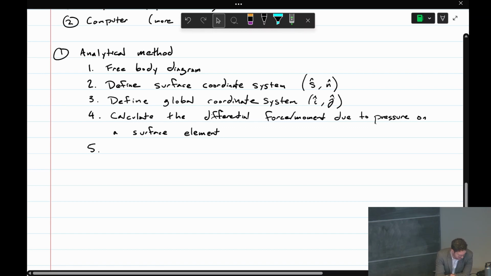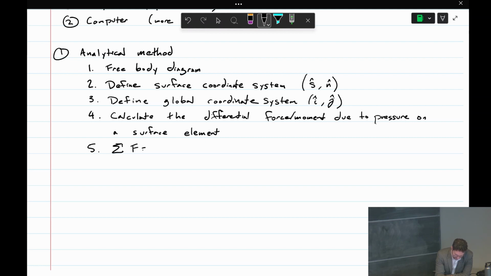And then the last step is to use, I guess, the fundamental equations in civil engineering: the summation of forces is zero and the summation of moments is zero, while integrating force. These steps will all become clear. I'm going to do an example.